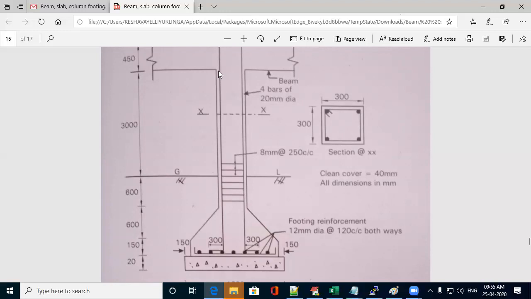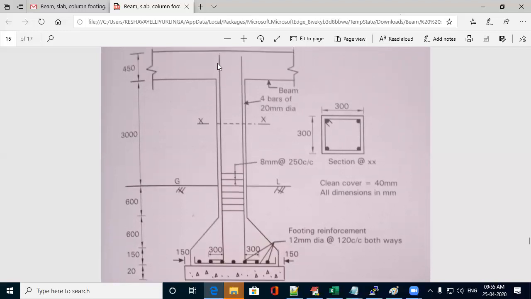You need to work out the RCC only up to the column. They have given all these details. The column has been raised till this point. This is a beam, and the column has extended till the top of the beam. So the depth of the column will be from this point to this point. So the concrete, let us calculate.